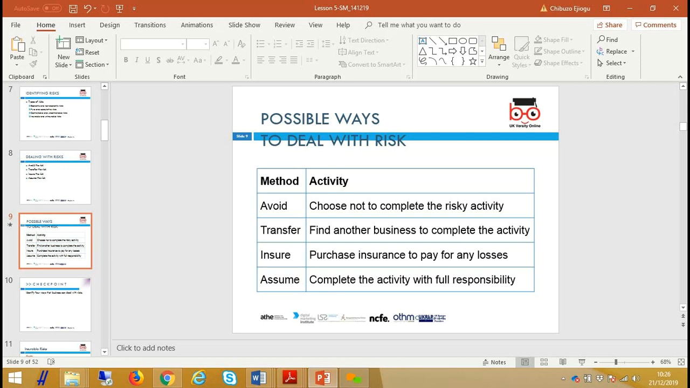A third strategy to manage risk is to insure the risk. So we talked about it. In some instances you can insure the risk, in which case, when it happens, you can now just claim insurance to cover.